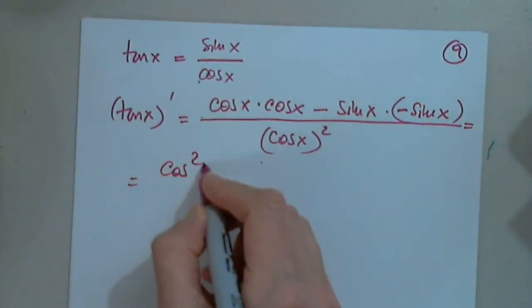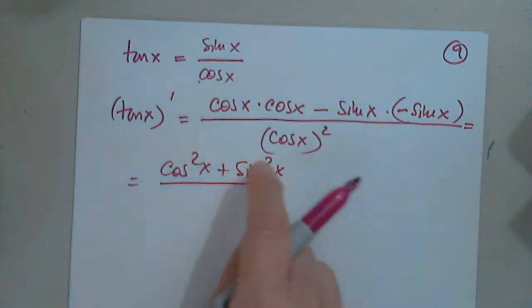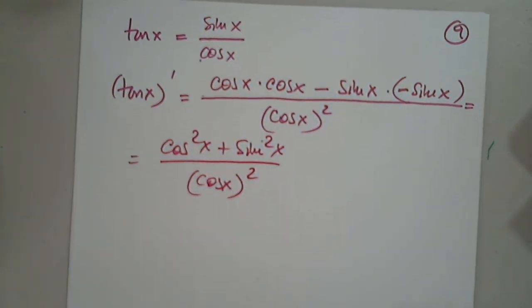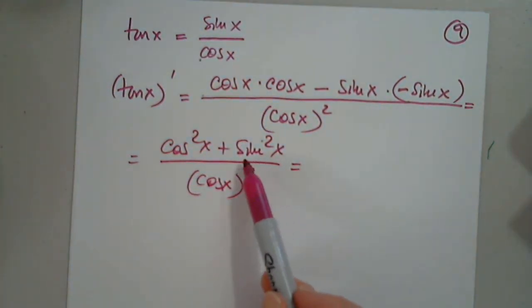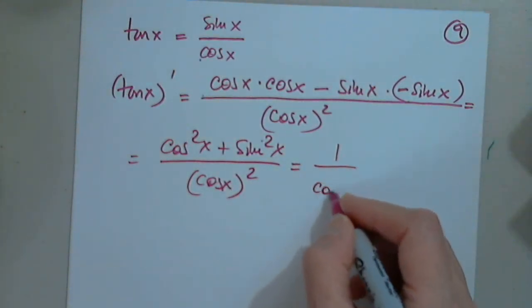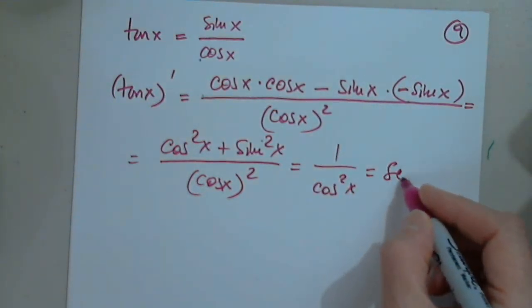Cosine squared, but plus sine squared. Does anyone remember how much this is? One. Very good. Awesome. So over cosine squared. And remember, 1 over cosine is secant, so this will be secant squared.